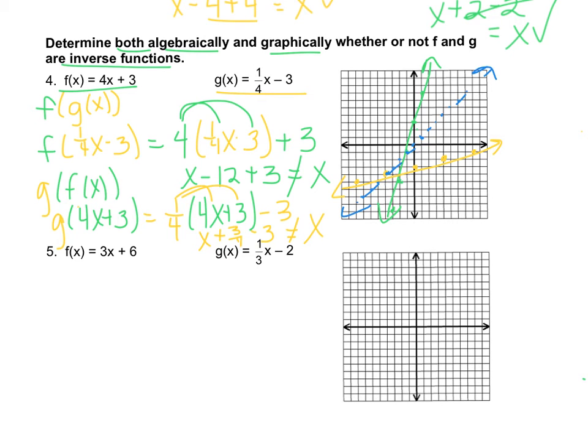Okay, so you can either check the points, but notice that they do intersect. So if they do intersect, they don't have to intersect, but if they do, it has to be on your reflection line. So notice they do not intersect on that reflection line. So no, these are not inverses. So that's how we can show algebraically and graphically that they are not inverse functions.